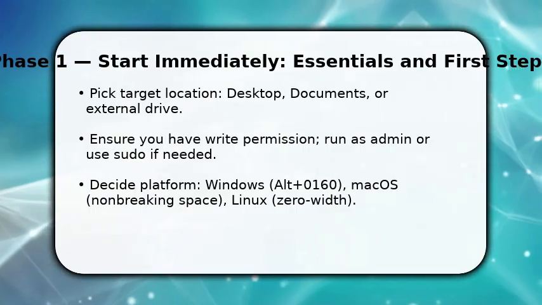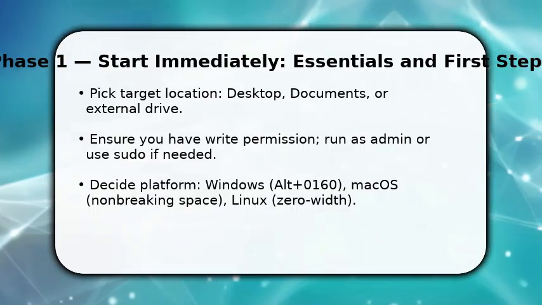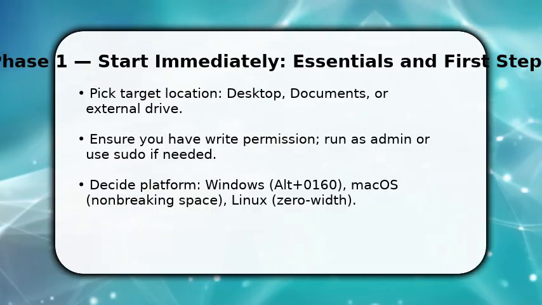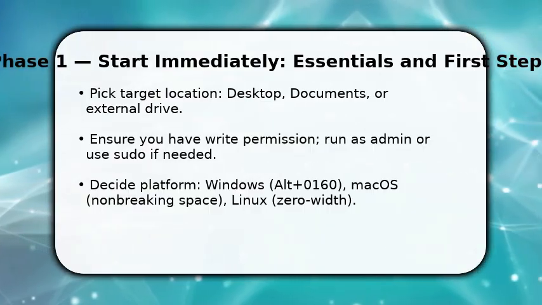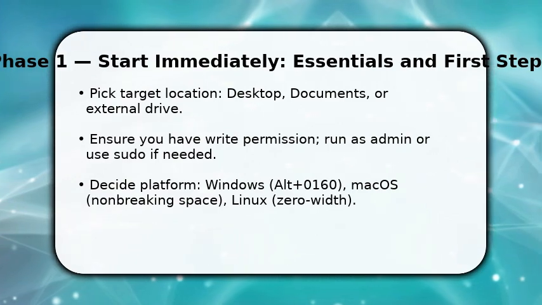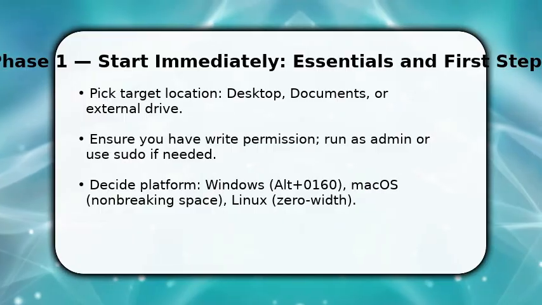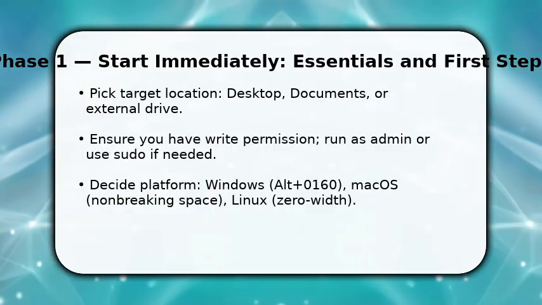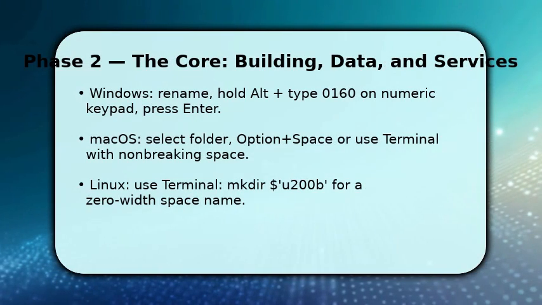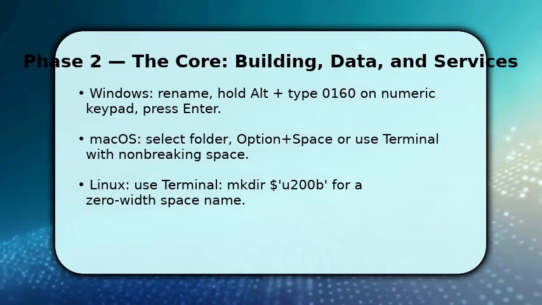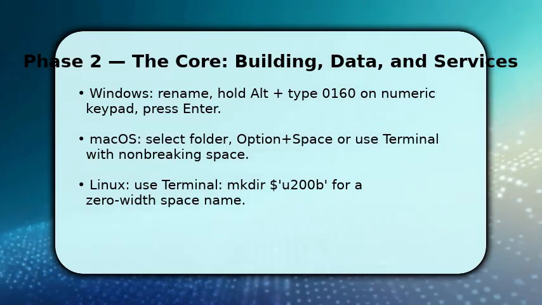Once ready, the next step is to produce an invisible character for the name. That's the trick. Follow the platform-specific keystrokes or commands I'll show next. Now you perform the precise rename. On Windows, rename the folder, hold Alt and type 0160 on the numeric keypad, then press Enter. That inserts a non-breaking space character so the name looks blank.